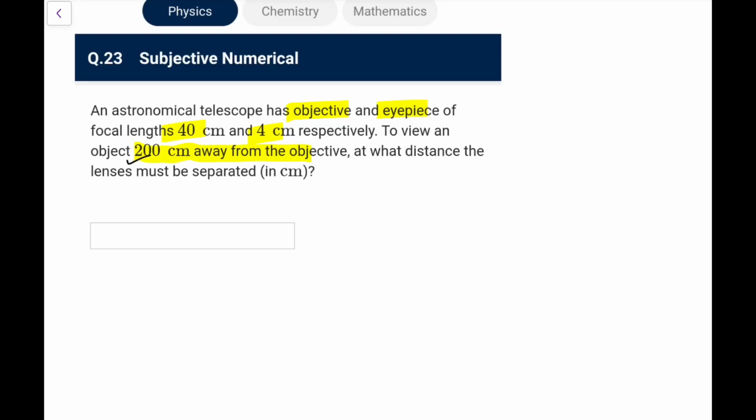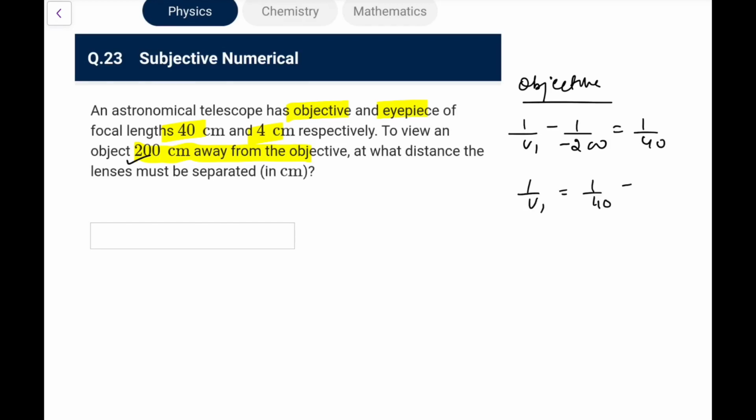Because the distance is given from the objective, for the objective lens I can write the equation 1/V1, let the first image be I1, minus 1/(-200) equals 1/40. So 1/V1 equals 1/40 minus 1/200, taking the LCM, it comes out as 4/200. So 1/V1 is 4/200, that means V1 is 50 centimeters. So it forms an image at 50 centimeters.